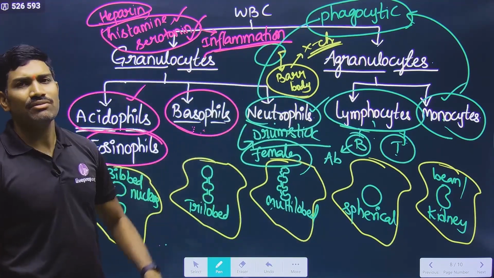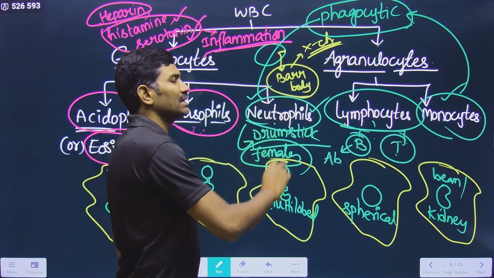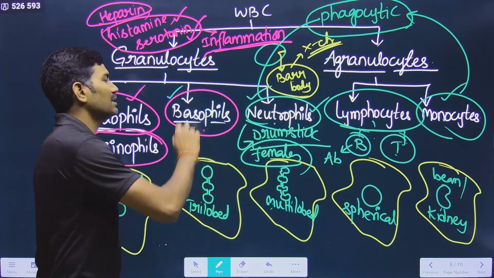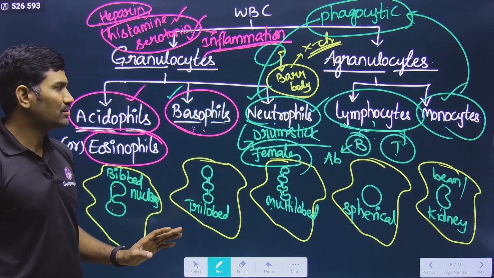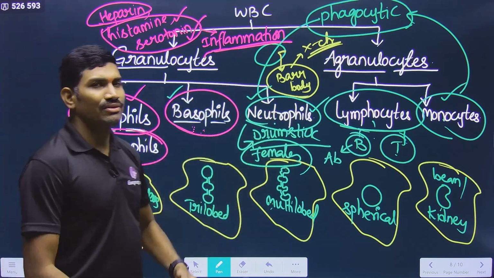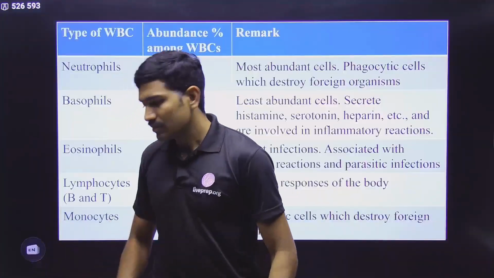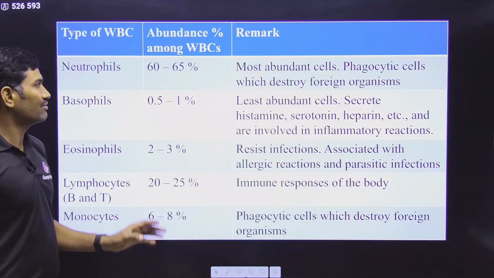In the NCERT they have given percentages also. Most abundant are neutrophils and least abundant are basophils, number wise. This is one important point. Clear? So these are the other important functions of these particular cells, and here I have given the list.